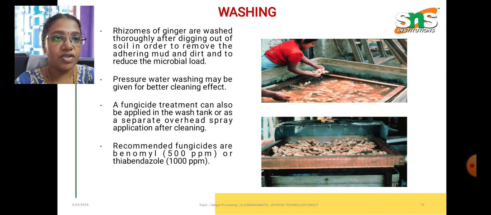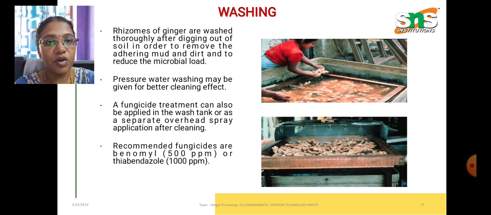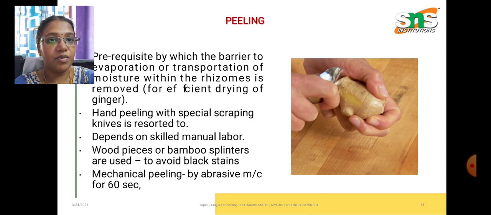So coming to the washing, as I already told, it is done mainly to remove the adhered mud and dirt in order to reduce the microbial load. Recommended fungicides like benomyl or thiabendazole are used for the fungicide treatment.